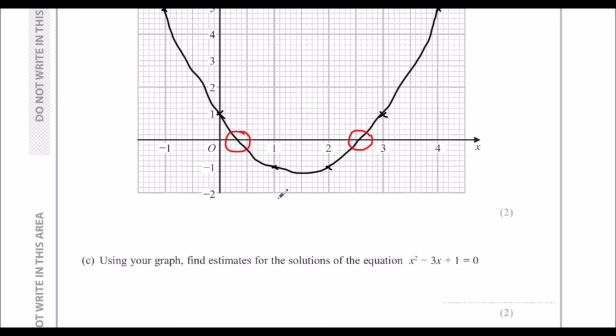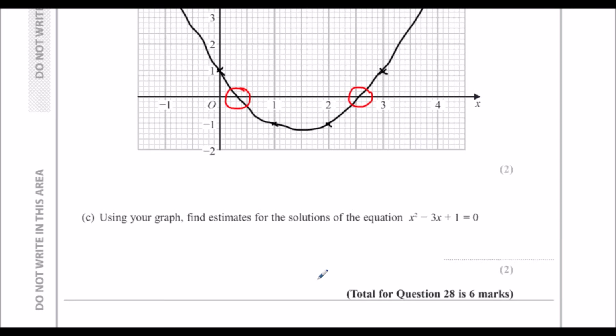And it looks like we've got either 0.3 or 0.4. Let's call it 0.3 from our graph. So 0.3 and 2.5. There'll be a range of acceptable answers for these, where your graph crosses the x-axis.